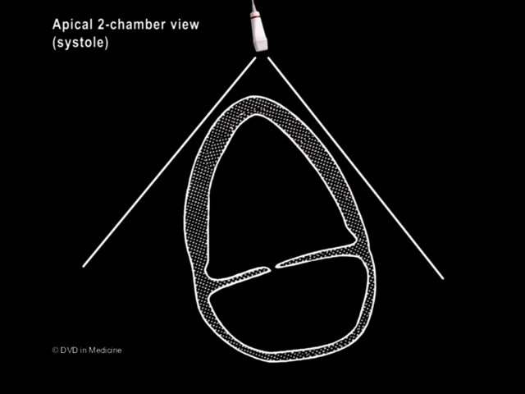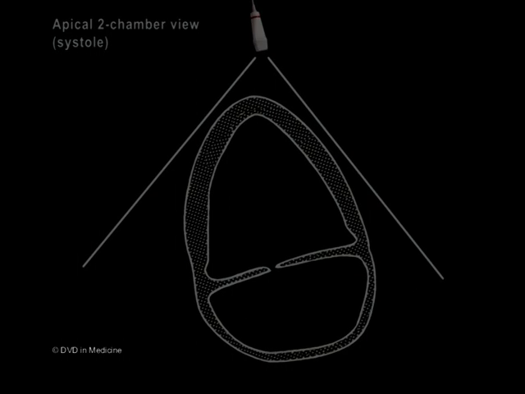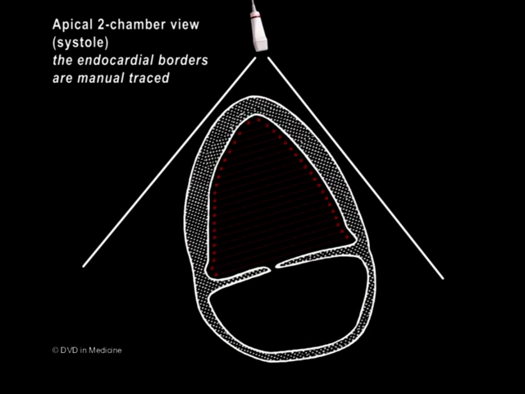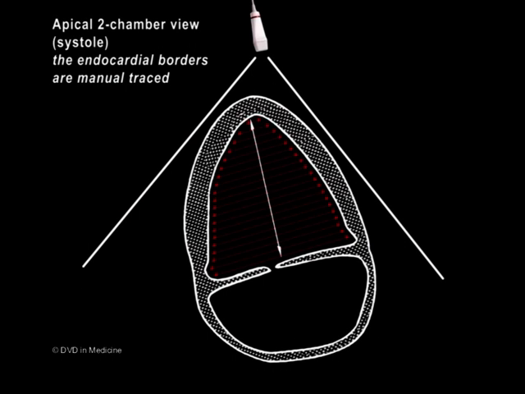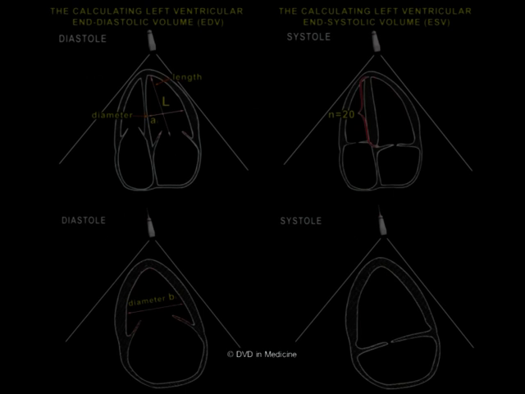One should return to cineloop and find minimal dimension of the left ventricle in systole. Again, after activating the appropriate program, one should perform manual tracing of endocardial borders. One is determining the long axis of the left ventricle in systole.